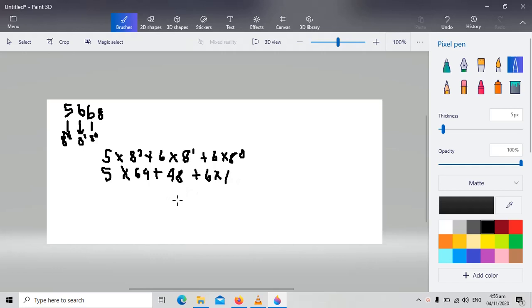Alright, now we have the problem here. And now we need to multiply these numbers to get the result of our decimal. So 64 times 5 is 320, plus 48, plus 6. Alright, 320 plus 48 plus 6 is equal to 374.